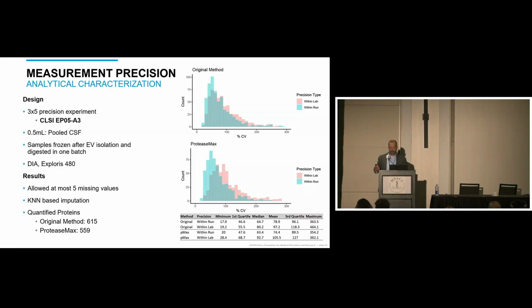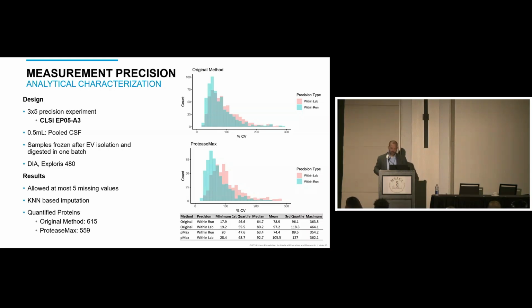But we really dug in and characterized the imprecision according to CLSI's guidelines of the CSF method. So we did a 3x5 experiment. We used a pooled CSF sample. Every day we extracted 5 replicates across 5 columns, and we pelleted the EVs, froze them, and digested them all in a batch on the last day.